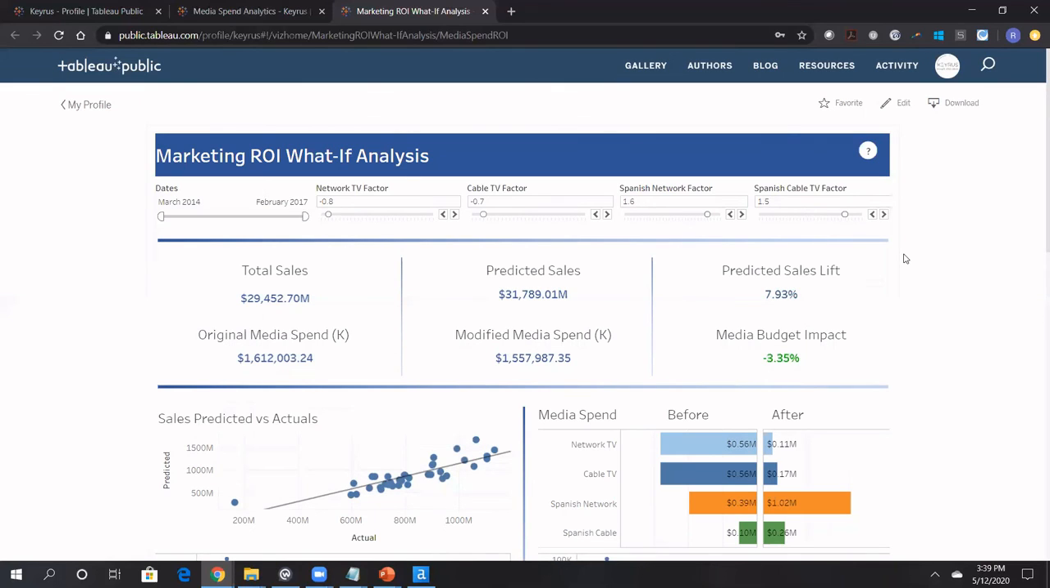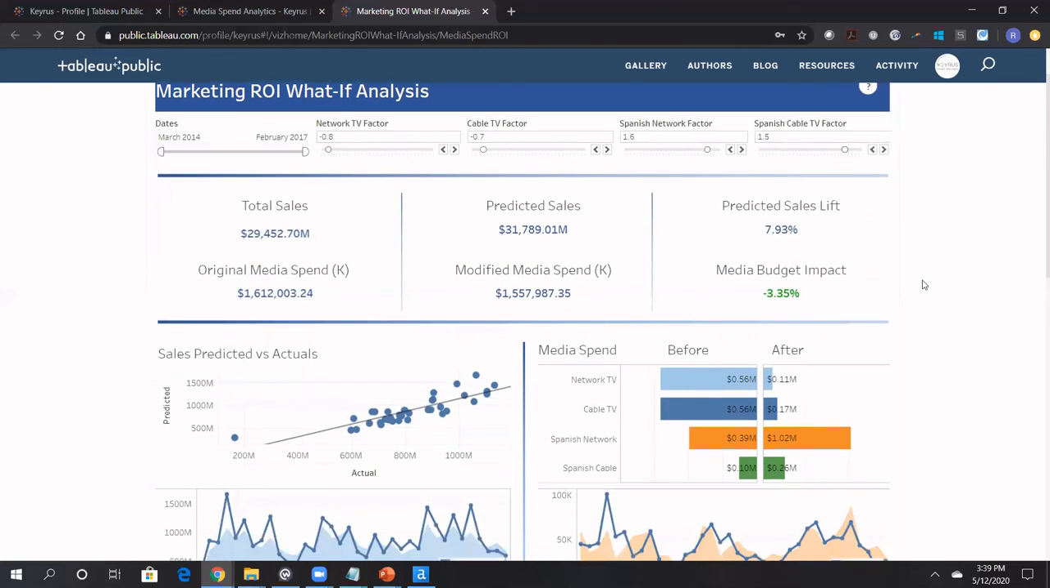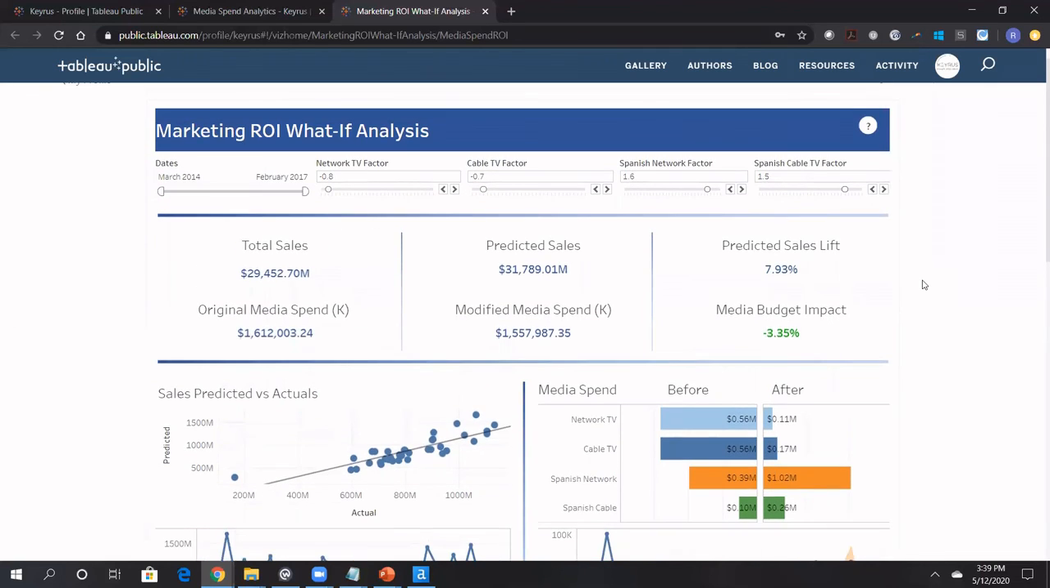So, for example, if we totally drain some of our network TV and cable TV spend, but took that money and invested it instead in Spanish cable TV and Spanish network TV, you can see that for almost the same media impact, we could predict an 8% increase in sales. And that's the type of analysis we wanna facilitate and help. We make it come to life here in the front end of the dashboard.